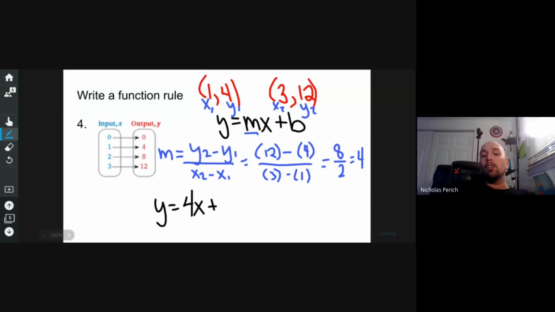Now this is actually super convenient because now I need to find b. B is the y-intercept, where this line is going to cross the y-axis. And look, I'm given a 0, 0. Remember, when x is 0, the y value is my y-intercept. So that right there is my b. If my b is 0, I can just erase that b and then I'm done.